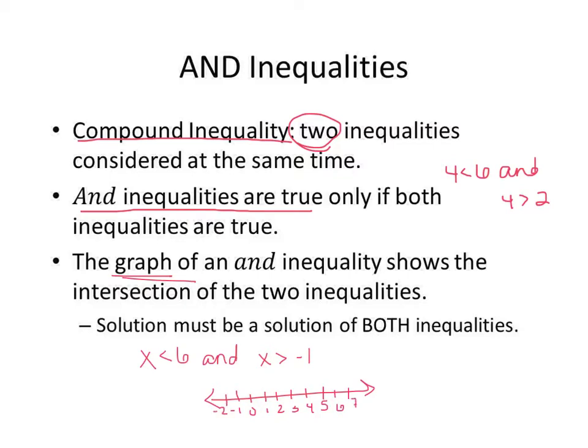So these would be open circles. If I put an open circle on 6, less than 6 would come to the left. But on -1, I'd also put an open circle, and greater than -1 would go to the right, and what we end up with is an intersection, or they overlap. And that's what an AND inequality looks like, is that your answers end up being anything from this overlapping section. All of those numbers in there are less than 6 and they're greater than -1.